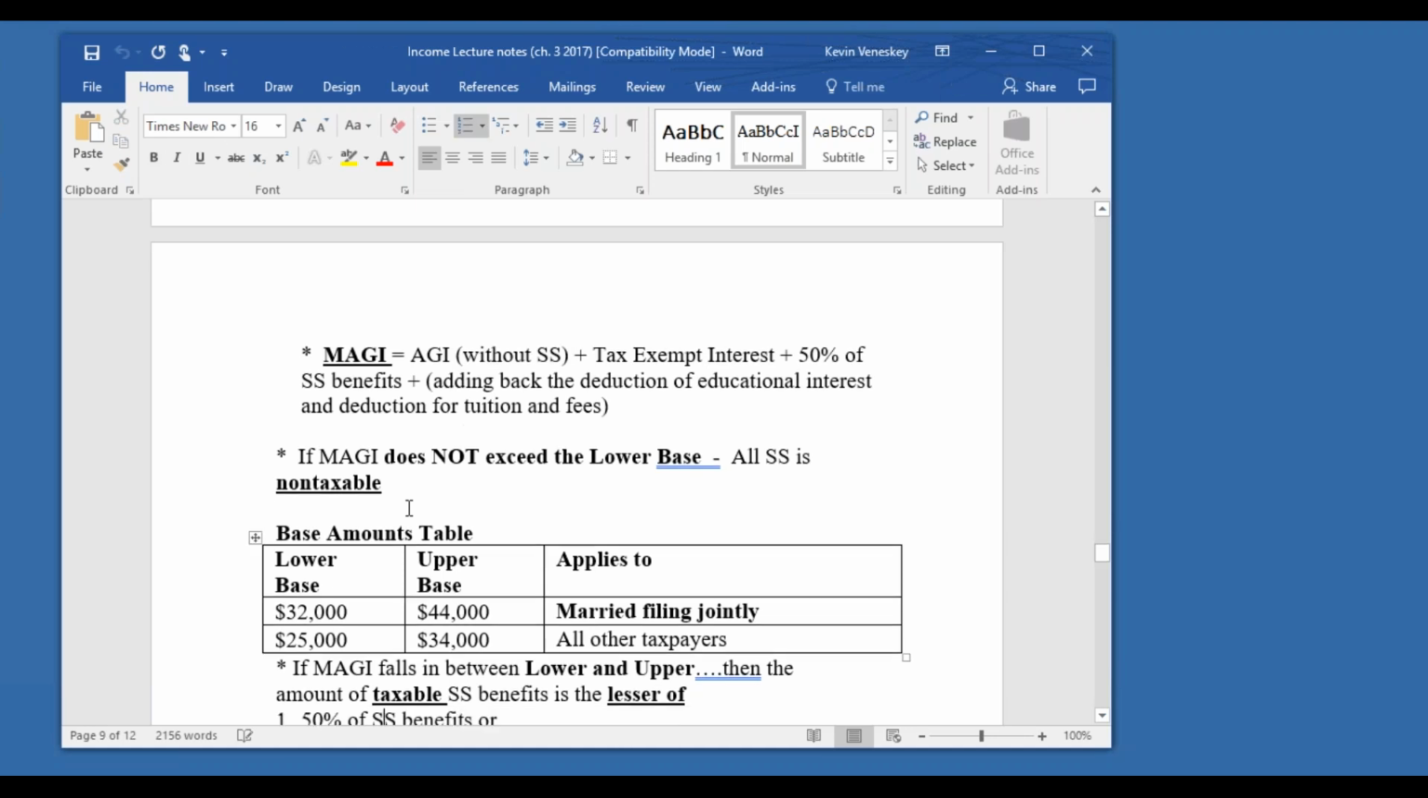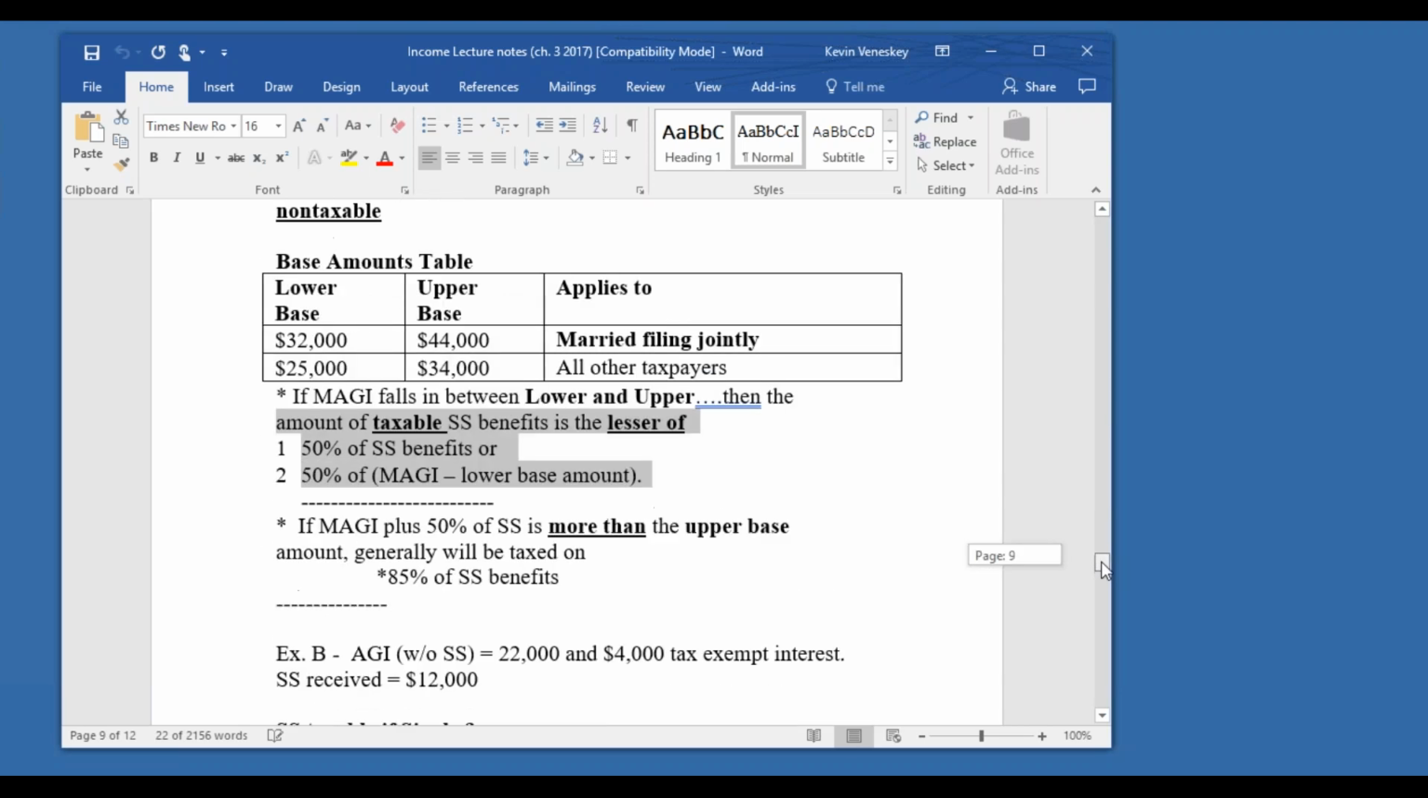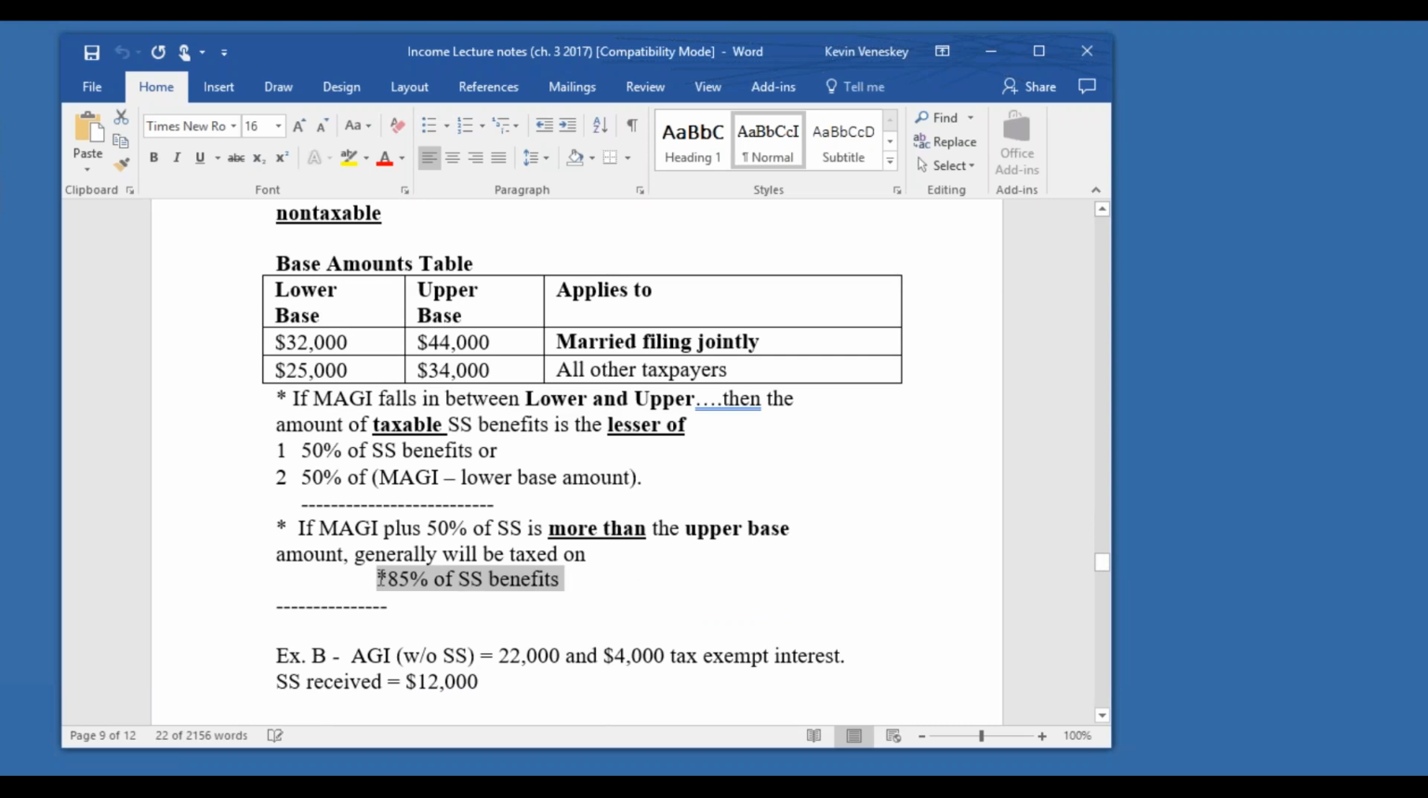Now, what it's going to look like. If your modified adjusted gross income, after you look at all of this, is lower than $32,000 as a married couple, then none of your Social Security will be taxed. If it's in between these two, 32 and 44, then you're going to have to follow these two steps, and we're going to look at that and do an example. If your modified AGI falls over 44,000, the rule of thumb is that at that point you are going to be taxed at 85% of whatever your Social Security was.